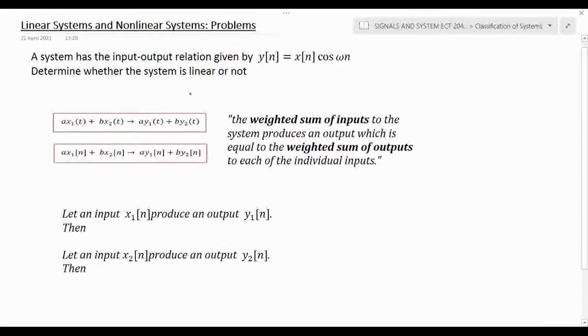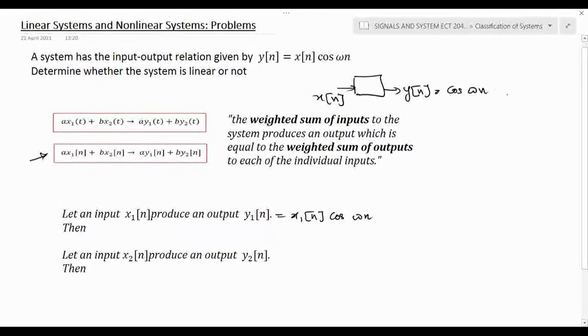Here it is given y of n is equal to x of n into cos omega n, and again it's a discrete time system, so we need to verify this particular equation. For the input x1 of n, the output is y1 of n, so you can write y1 of n is equal to x1 of n into cos omega n. That is, this particular system, if you are applying x of n as the input, it produces an output y of n, which is simply the product of input and cos omega n.